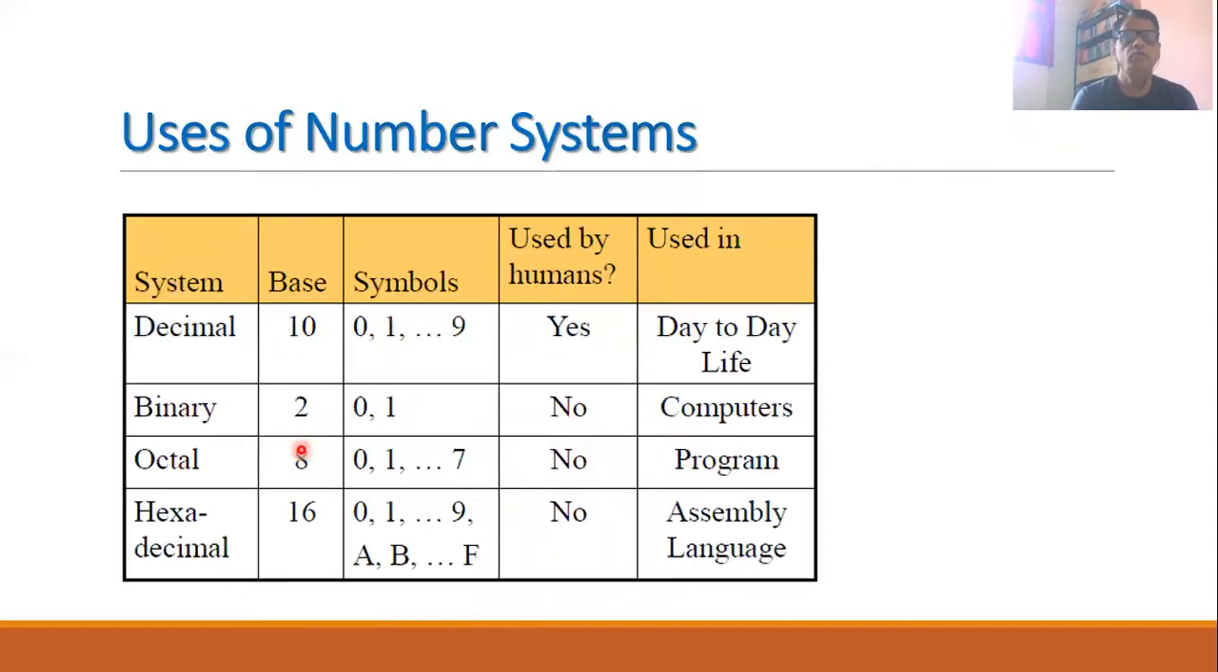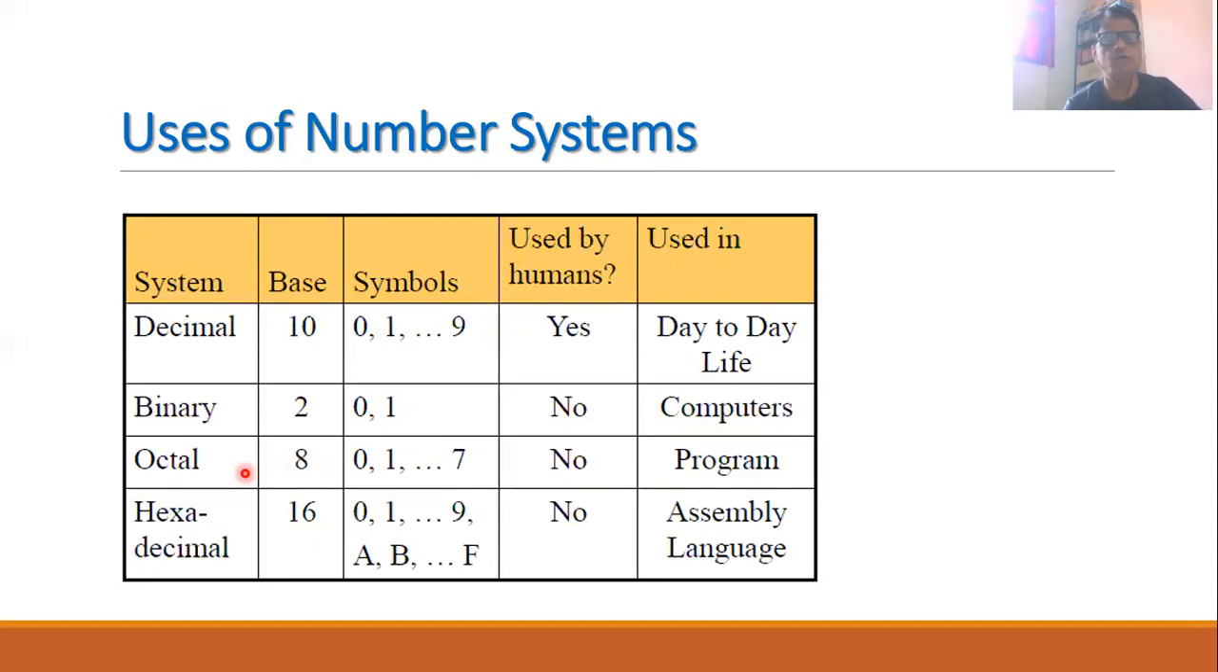Now let us see how these number systems are used in real life. You will find that the decimal number system has a base 10 and it has 10 basic symbols from 0 to 9. This number system is used by humans in our day-to-day life. Binary number system has a base of 2. It has only two basic symbols, 0 and 1. This number system is not used by humans, but it is used only in computers and in the study of digital electronics. Whenever data is internally stored in computer memory, it is always stored in the form of 0 and 1.